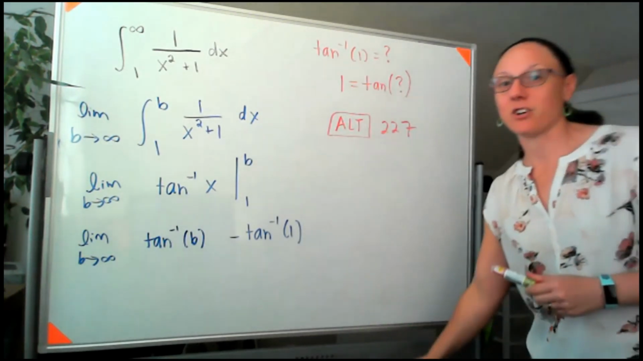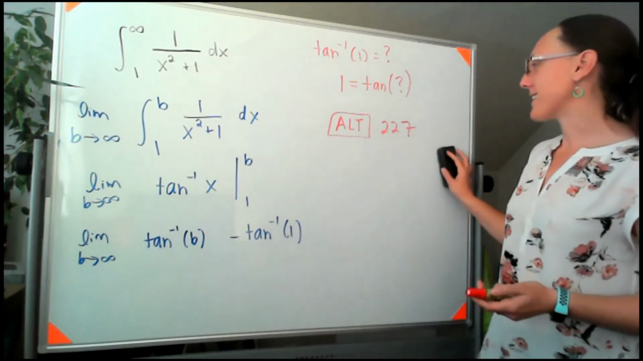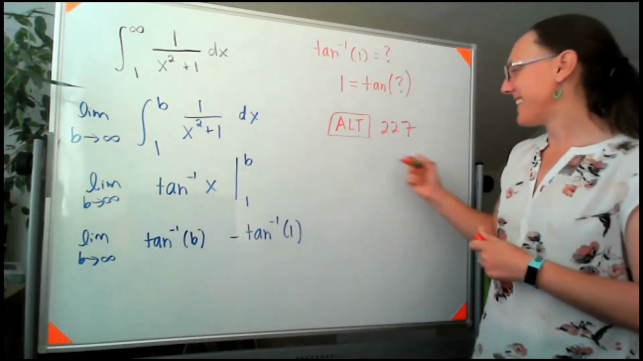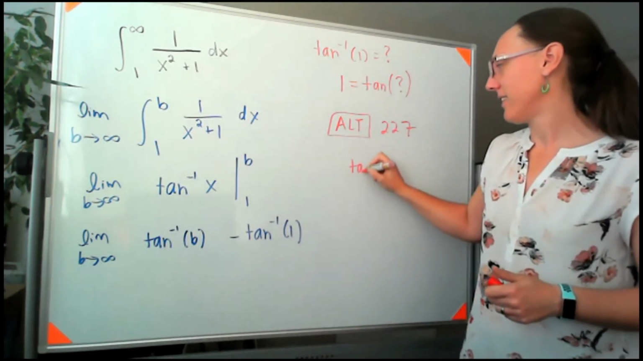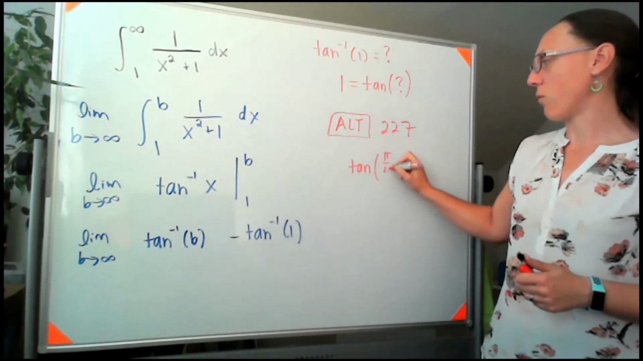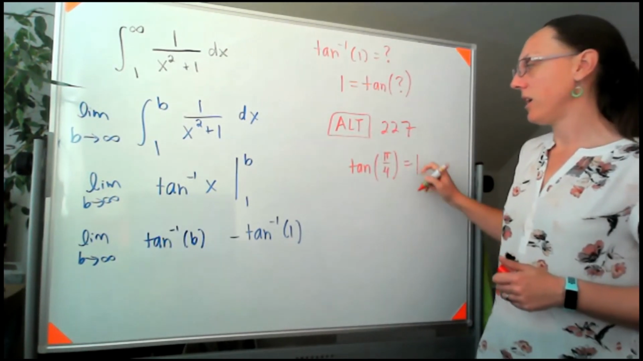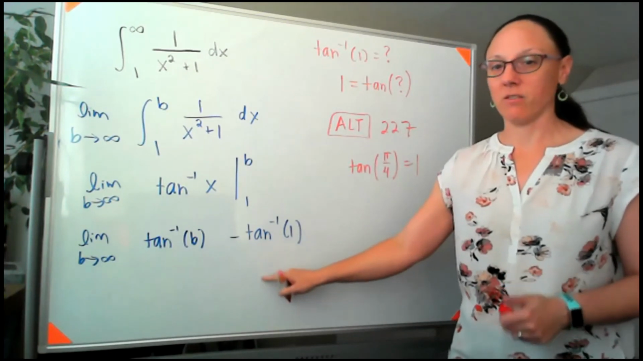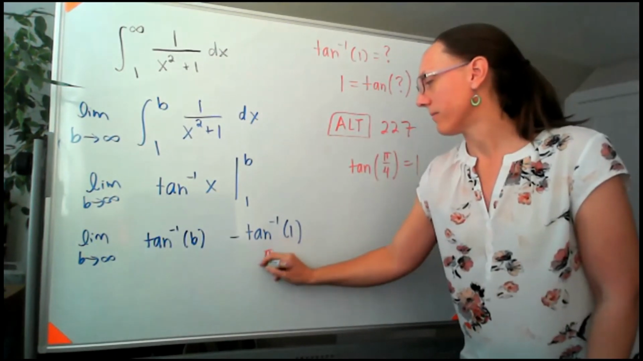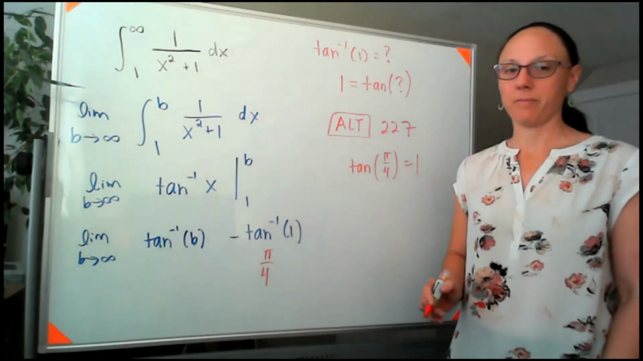But the answer here in terms of the trig is that tangent of pi over 4 is equal to 1, which means arctangent of 1 is equal to pi over 4.